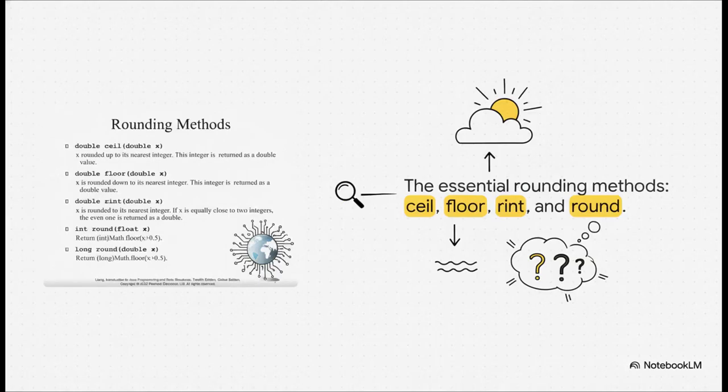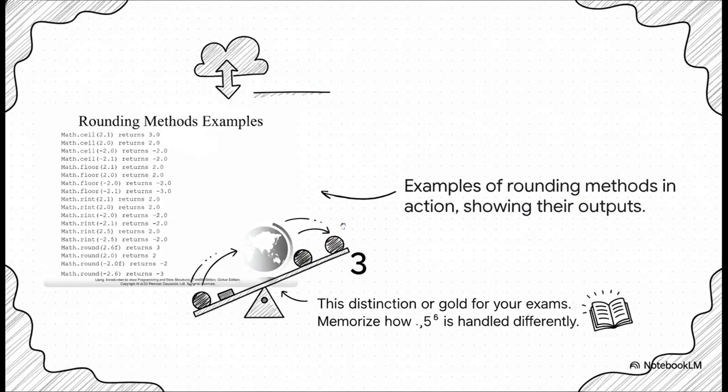Now let's focus on something that is a very common source of exam questions, the rounding methods. You can see we've got ceil for rounding up, floor for rounding down, and then we have rint and round. The tiny differences between these last two are absolutely critical to memorize. Okay, let's break these down. Ceil of 2.1 rounds up to 3.0. Floor of 2.1 rounds down to 2.0.